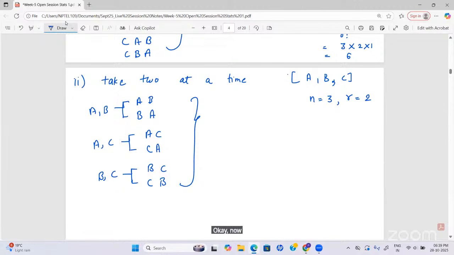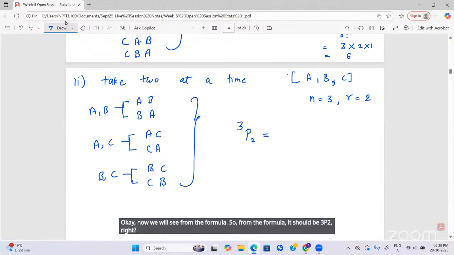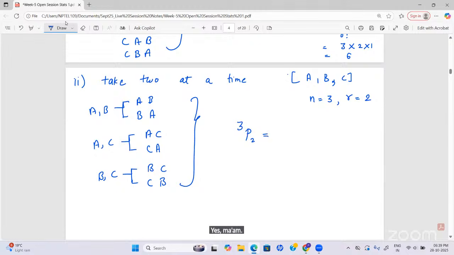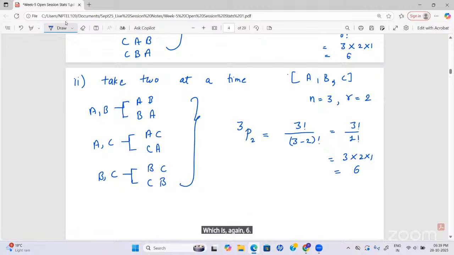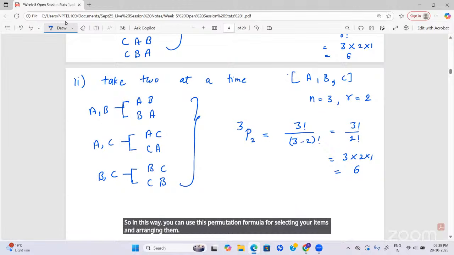Now we will see from the formula. So from the formula, it should be 3P2, right? Yes, ma'am. So it will be 3 factorial divided by (3 minus 2) factorial, which is 3 factorial divided by 1 factorial. So this will again be 3 into 2 into 1, which is again 6. So in this way, you can use this permutation formula for selecting your items and arranging them. Is this clear to everyone?